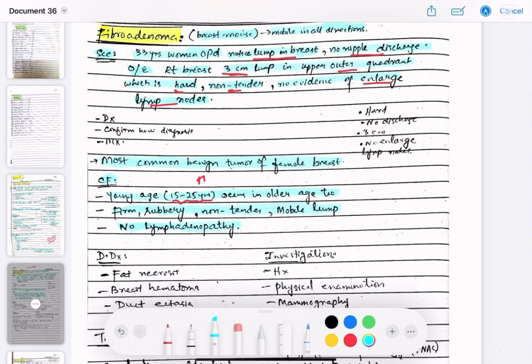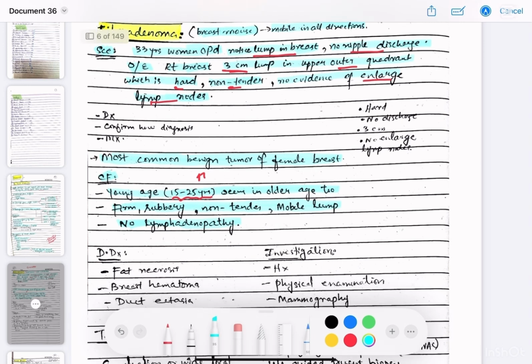But in this case, no lymphadenopathy is present, and this is a 33-year-old woman, and it is also mentioned in the scenario that it is non-tender and hard, and no evidence of enlarged lymph nodes is there. Okay, hard, no discharge, 3 centimeter, and no enlarged lymph nodes.